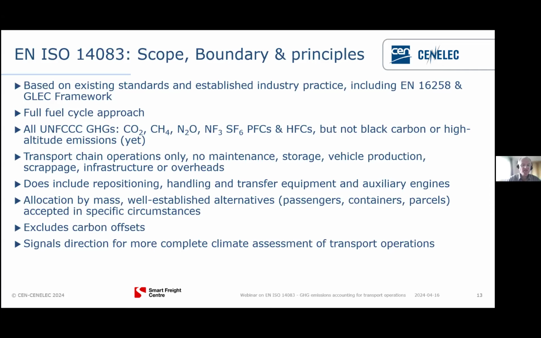The calculation excludes carbon offsets. In fact, we think that this calculation gives a very good idea of what the actual emissions are, which would be fed into an offset calculation, but that is a separate activity. And the annexes, I've already made reference to the black carbon annex. There are several informative annexes which do give an indication of where climate assessment for transport would be going in the future. If you could click on, please.